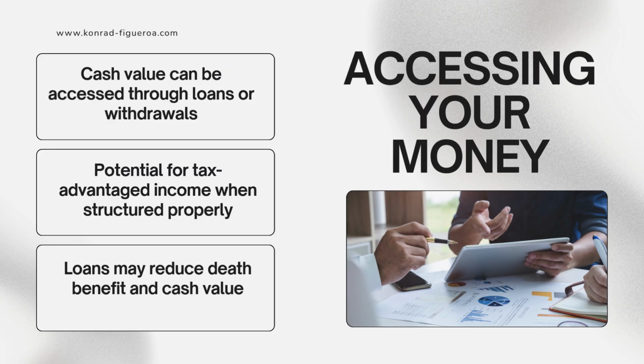As your savings grow, you may be able to use the money in your policy. You can take out loans or withdrawals to help with things like retirement, emergencies, or other important needs. And when set up correctly, this money may be accessed in a tax advantaged way. Now, keep in mind that taking money out can reduce the amount left for your family.